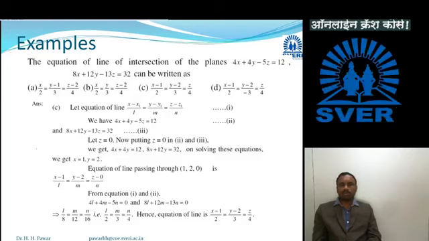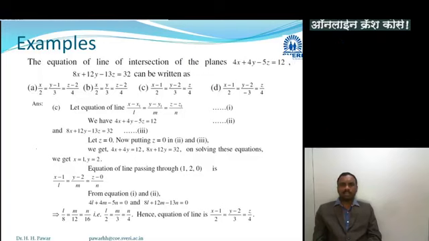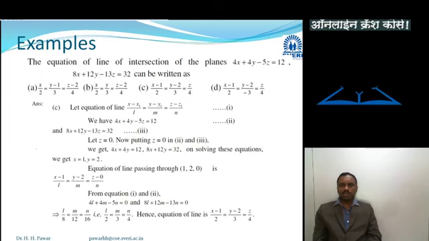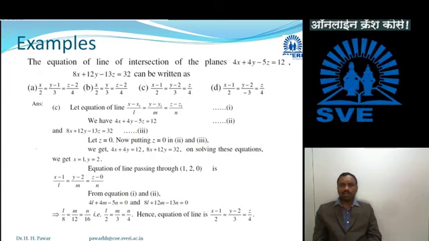First consider the equation of the line x minus x1 upon L, y minus y1 upon M, z minus z1 upon N. Assign this as equation number 1. As the given equation of the plane is 4x plus 4y minus 5z equal to 12, assign this as equation number 2. Then 8x plus 12y minus 13z equal to 32, assign it as equation number 3. Now put z equal to 0 in equations 2 and 3, and we'll get 4x plus 4y equal to 12 and 8x plus 12y equal to 32.